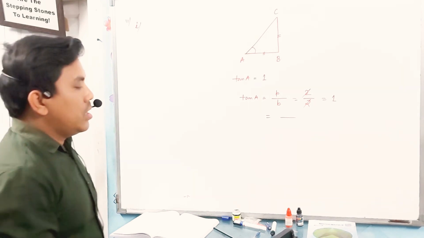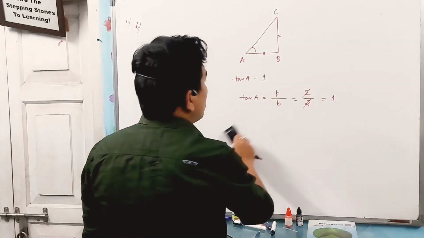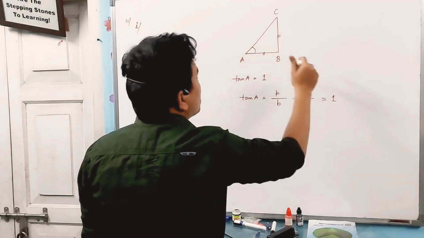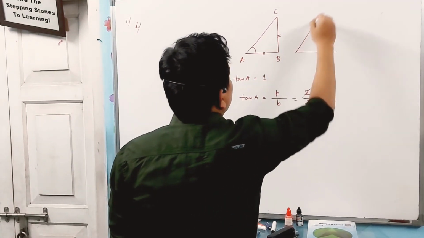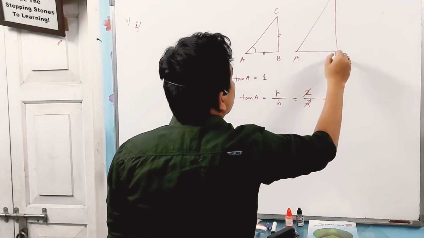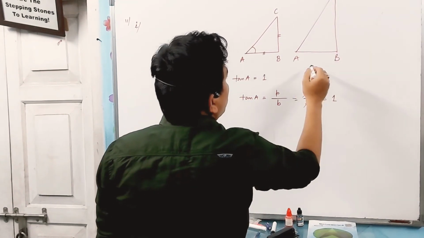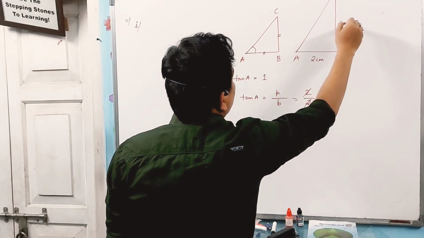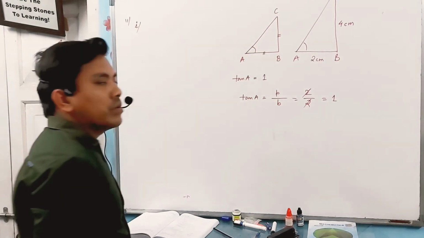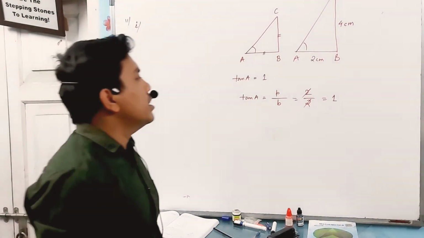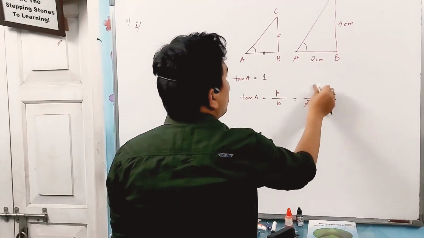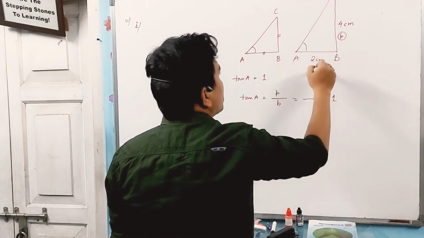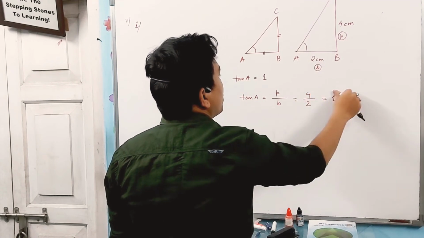Isn't it? Now, in case BC is longer than AB, let us suppose I draw a triangle this way, ABC. If AB is 2 cm and BC is 4 cm, let us suppose, then in this case it will be 4 by 2, perpendicular by base. This is the perpendicular I told you and this is the base. 4 by 2 will be equal to what? 2.